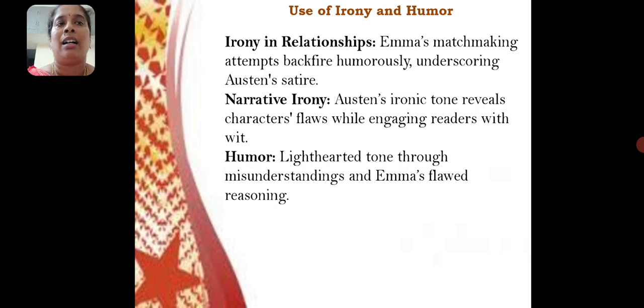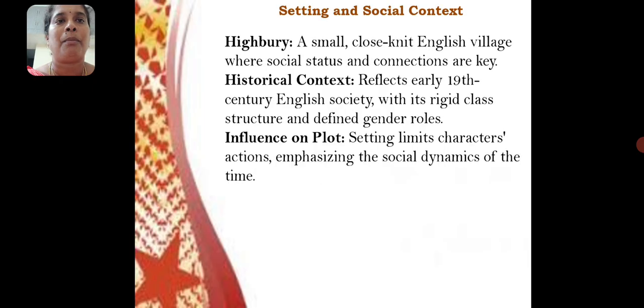Next, irony and also humor. Emma's matchmaking attempts always end in humor, which we can even see in other novels of Jane Austen. The humor is a light-hearted tone which comes from the misunderstandings of matchmaking, and it is all due to Emma's mistakes only. And the setting: the novel is set in Highbury, a small village. The historical background of this novel is the early 19th century. It depicts the life of upper middle class English people who lived in the early 19th century.